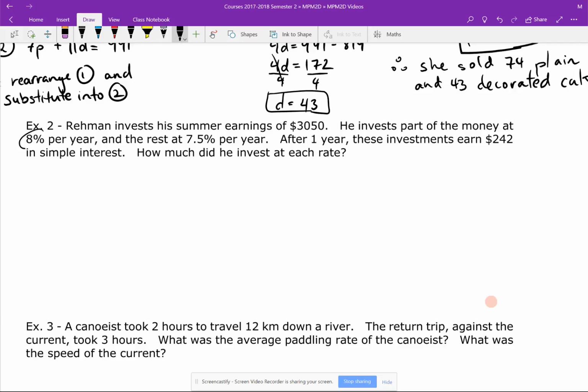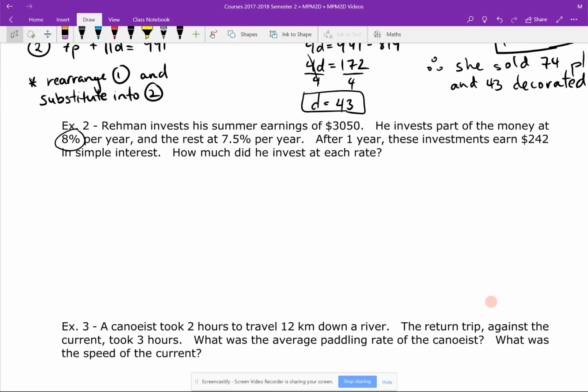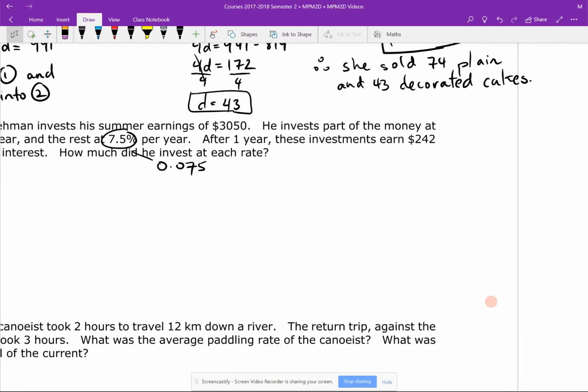So when you have percentages, we can't do our linear systems with percentages. It's often a good practice to always switch the percentage to a decimal. So 8% is going to become 0.08, and 7.5% is 0.075. Now, how do I always convert a percentage to a decimal? You may remember from grade 9 math. We convert a percentage to a decimal by dividing by 100 or moving the decimal place two numbers to the left.